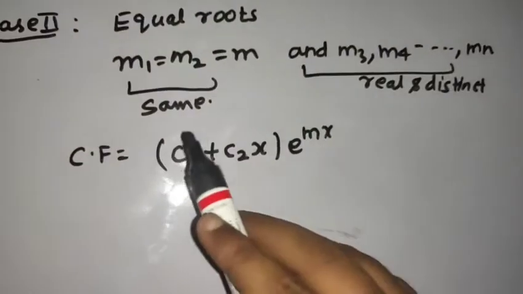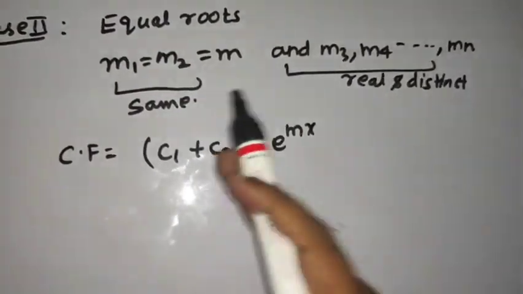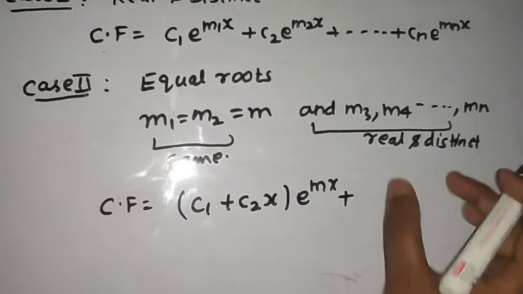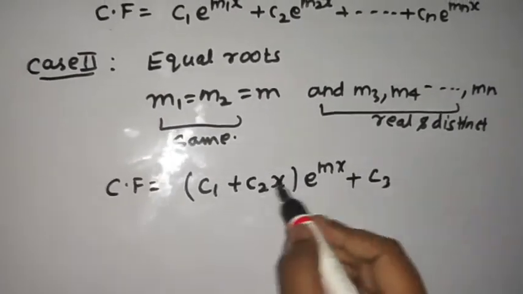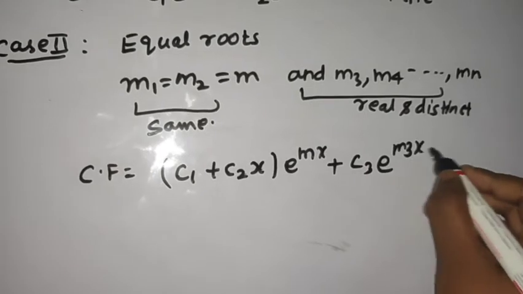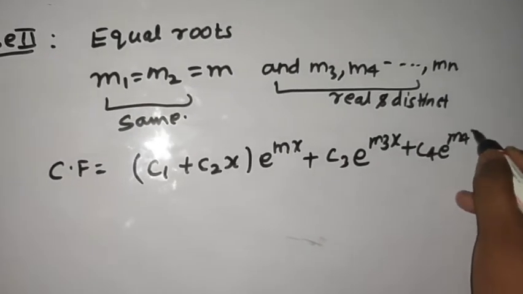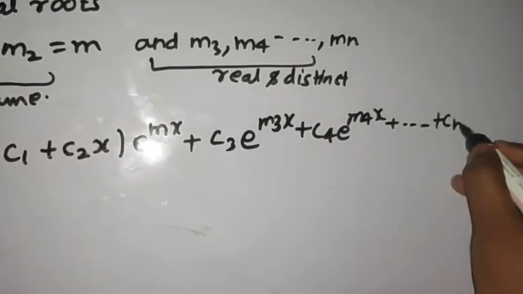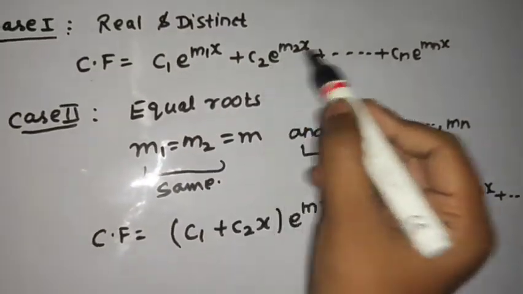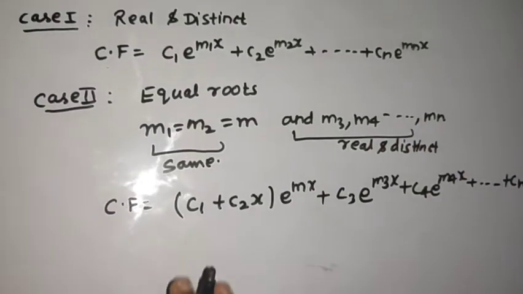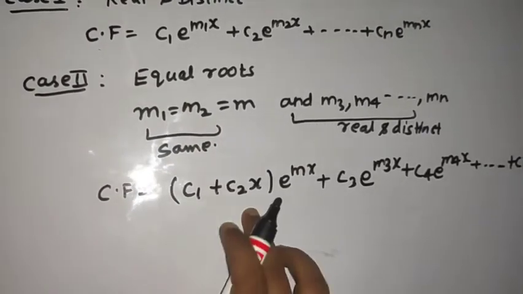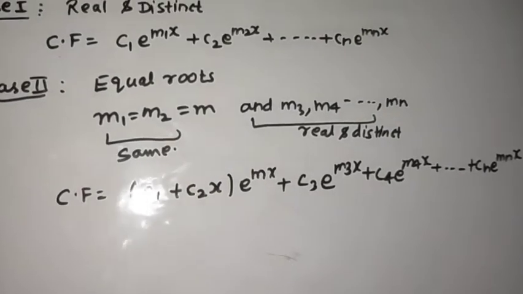Okay, now in this case we have more than 2 roots, only 2 of them equal, and for the others we will apply case 1. So because these are real and distinct, we will write c3 e power m3x plus c4 e power m4x, so on, cn e power mnx. Now one thing, you need to note how many constants are there. That is very, very important for any question.